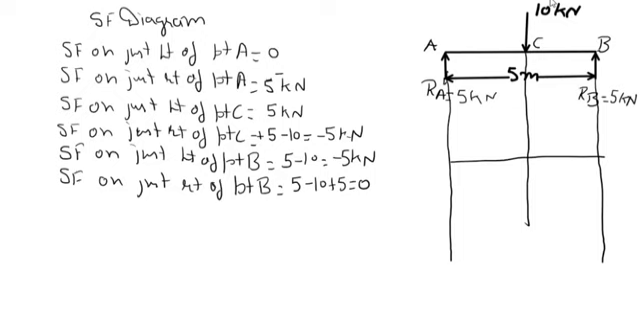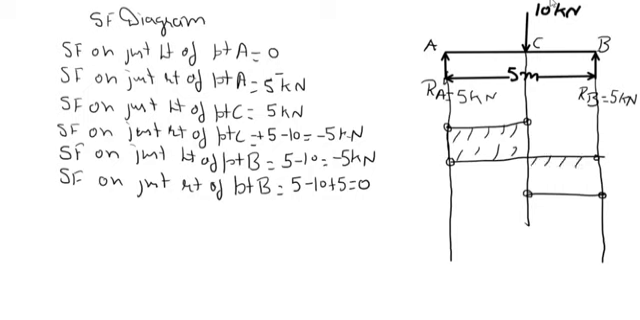Upward is positive and downward is negative. So first point is A. A is having 0 and plus 5. C is having plus 5 and minus 5, taken approximately, and then minus 5 and a 0. Now join all these points with a straight line. So this is our shear force diagram.